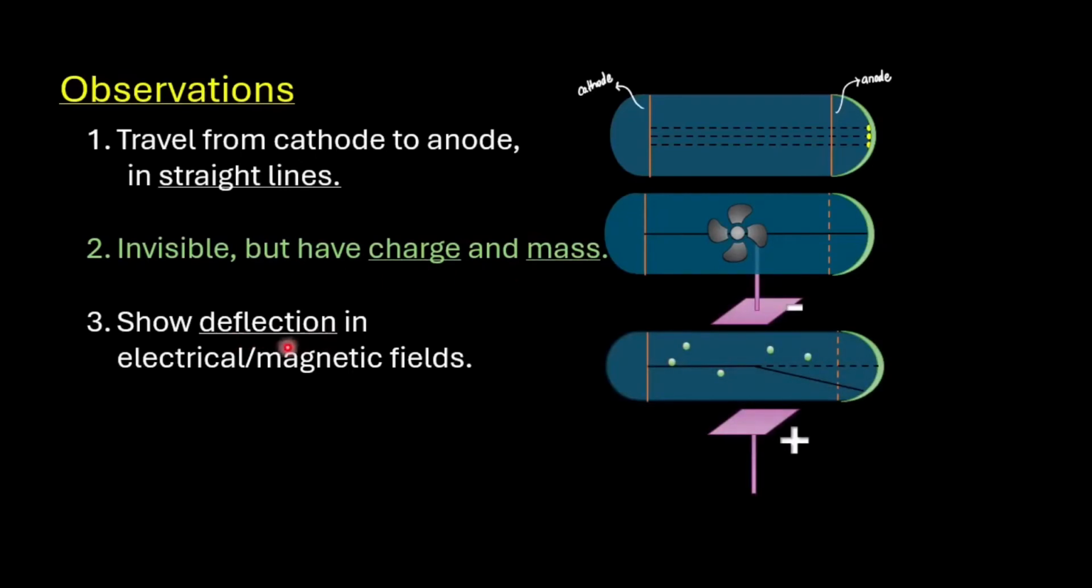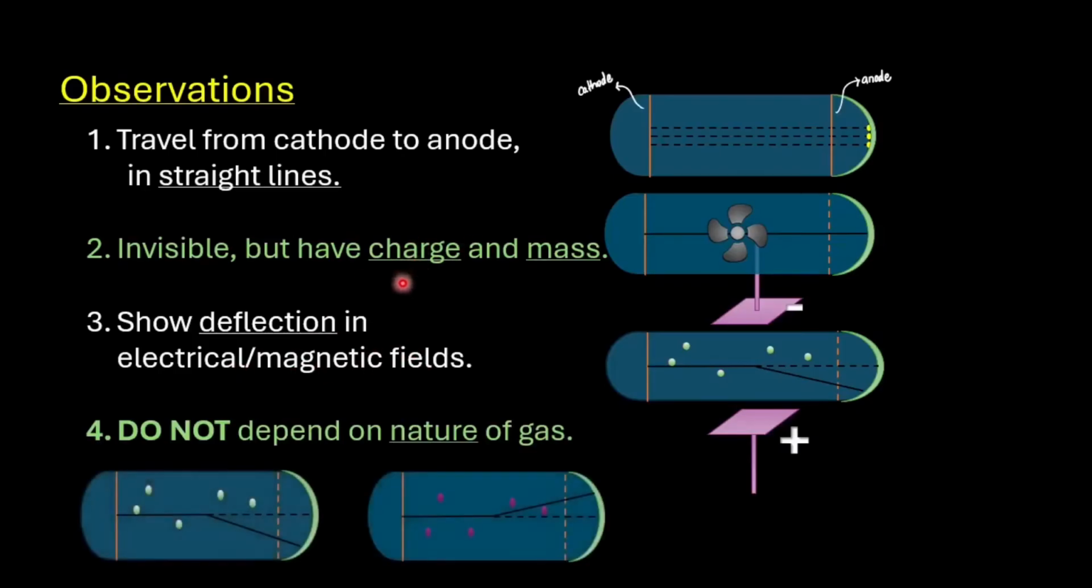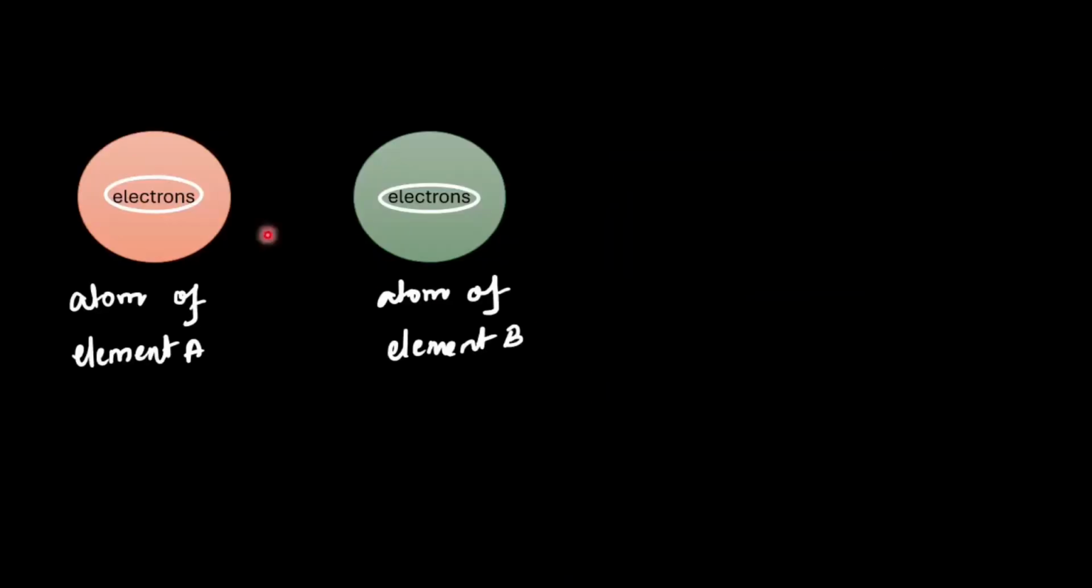They showed deflection in electrical and magnetic field, which proved that they had charge. And finally, they do not depend on the nature of gas, which helped us to conclude that cathode rays were made up of universal particles present in all atoms. It was concluded that cathode rays were made up of electrons, and electrons were a very small, negatively charged subatomic particle, and electrons of any atom or any element are exactly equal to one another.